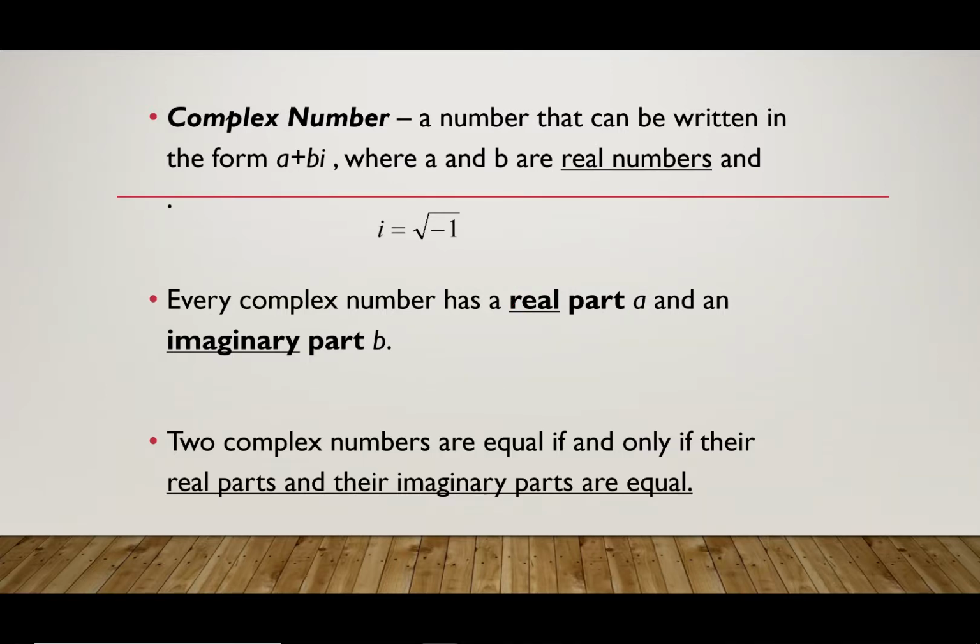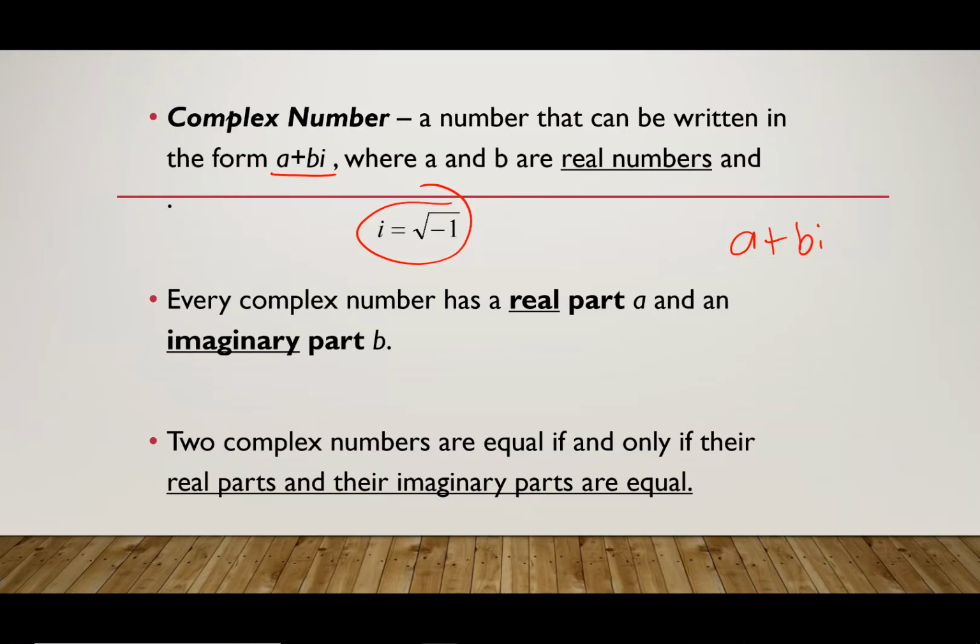So a complex number is a number that can be written in the form a plus bi, where a and b are real numbers. And of course, we know that i is the square root of -1. That never changes. Every complex number has a real part and an imaginary part. That's what a plus bi looks like. It's a complex number. This is really considered one number.